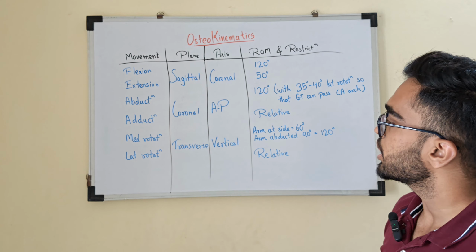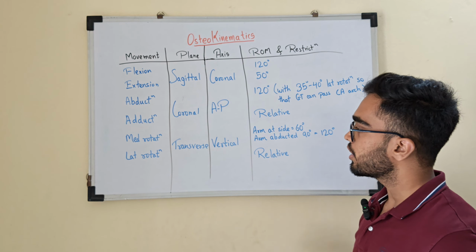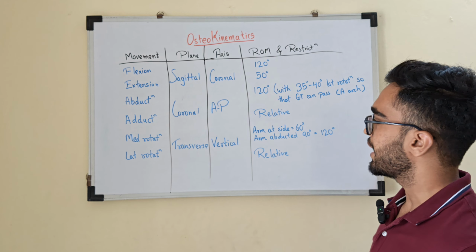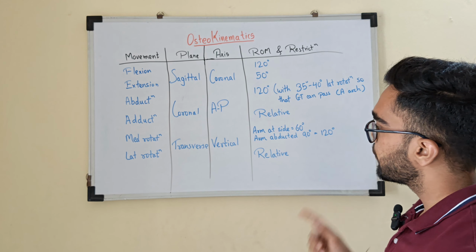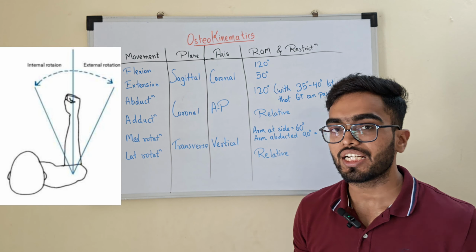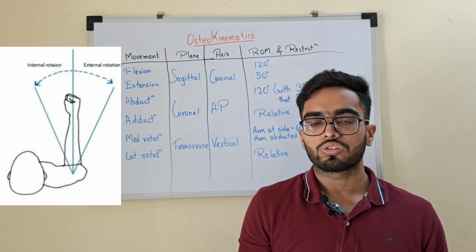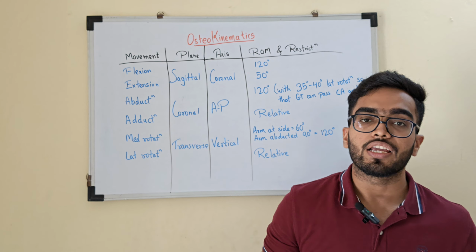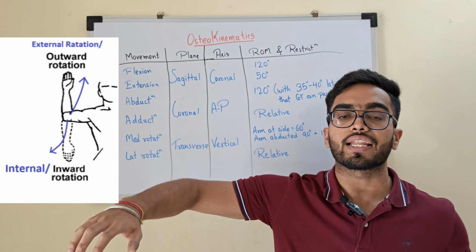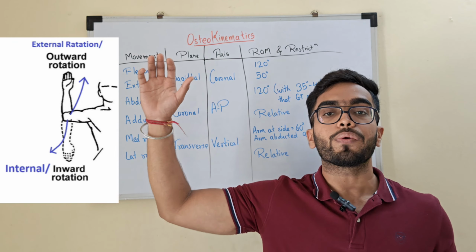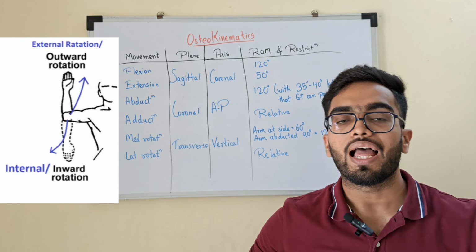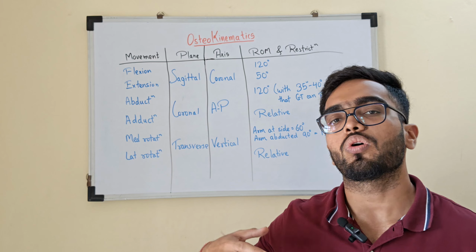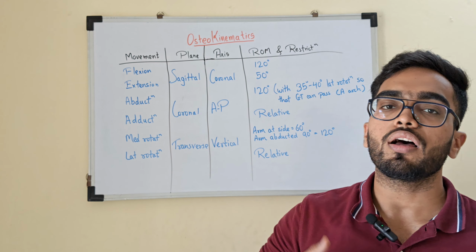Next is medial rotation and lateral rotation. Both occur in the transverse plane and vertical axis. The range of medial rotation is 60 degree when arm is beside you. So in normal anatomical position, it is 60 degree, while if you abduct your shoulder to 90 degree, the range increases to 120 degree of medial rotation. And the lateral rotation is similar, so it is relative to the medial rotation.